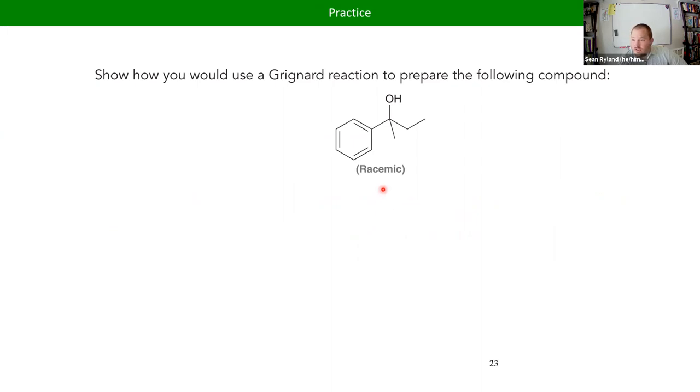All right, so if we want to make a tertiary alcohol, starting from anywhere you want, how would we use a Grignard reagent to make this compound? The trick is to start by figuring out what the carbonyl would have to be and what the R group is that you're going to add. And there are multiple possibilities for this one. I'll give you a second to think about that, and then we'll go over it.